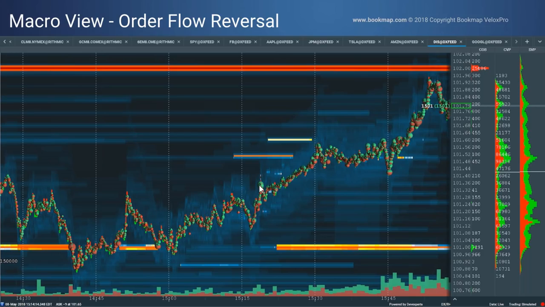We know the buyers are in control. We're looking for higher highs. We're looking for the next area to test, and that would be up here, but they're pulling their liquidity. And we go sideways here for a bit, and the buyers finally get the idea. They know they've got it in control here. We're looking for the target here of 102.